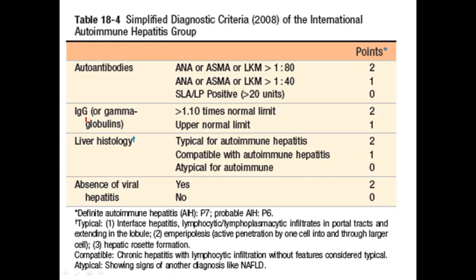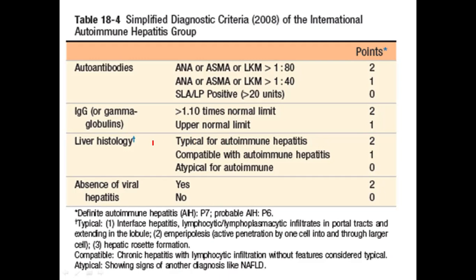Similarly, we have to look at IgG or gamma globulins, because IgG is the most frequent antibody found in the plasma, about 60% of all antibodies. If immunoglobulin G is more than 1.1 times the normal limit, then we take it as a score of 2. And if it is reaching the upper normal limit, almost 1 times the normal limit, then the score should be taken as 1.